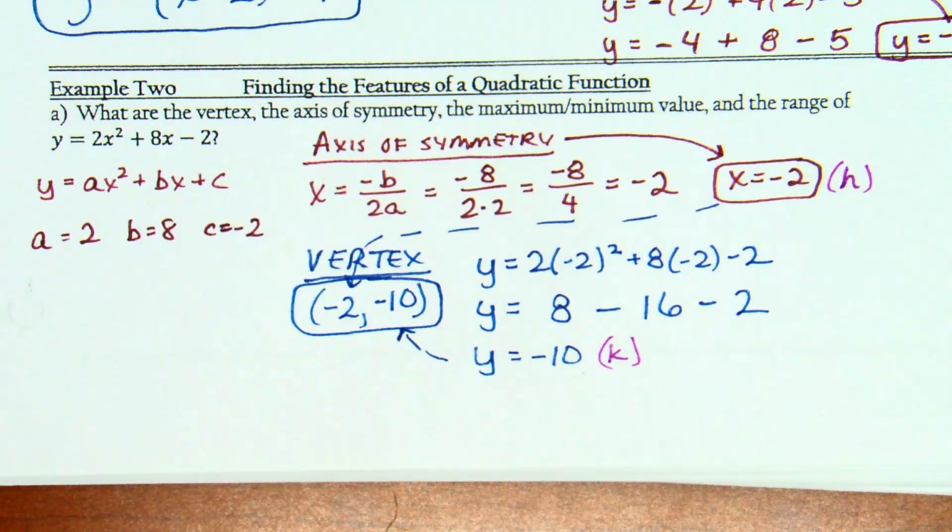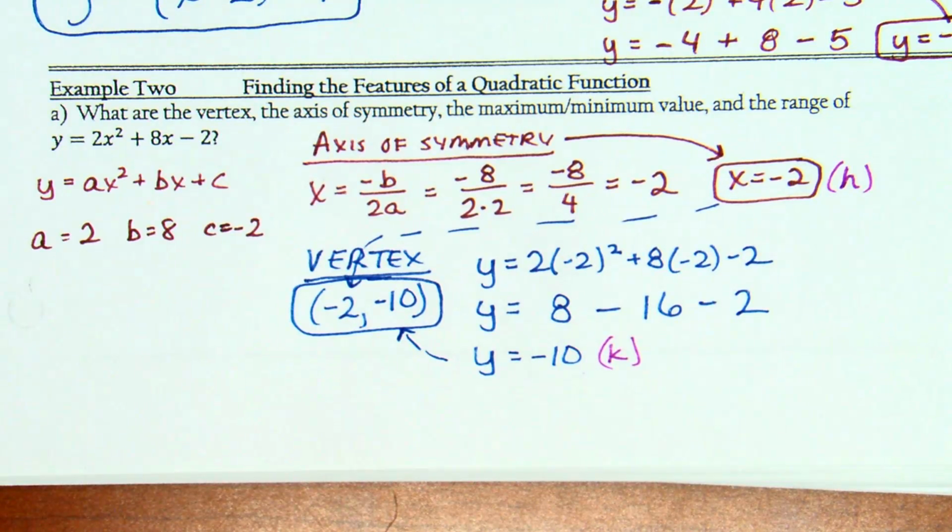Maximum -10. It says maximum -10. Why? Because it's the second number in the vertex, and it's the most. Okay. Eli? Minimum -10. It'll be a minimum. If the first number is positive, it opens up, so it would be a minimum.